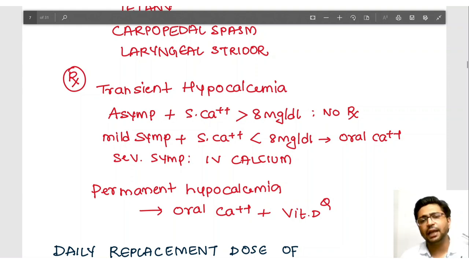So if it is more than 8 and the patient is asymptomatic, no treatment has to be instituted. If there are mild symptoms and serum calcium is less than 8, then we can go for oral calcium. And if the symptoms are severe, then we can go for IV calcium.